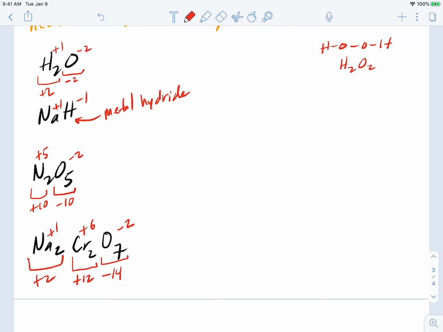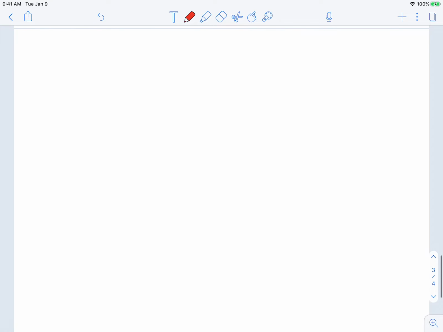So we can take these to the next step and look at how we can assign these to chemical reactions to see what's being oxidized and what's being reduced. So we have, let's do a fun one, NaH.